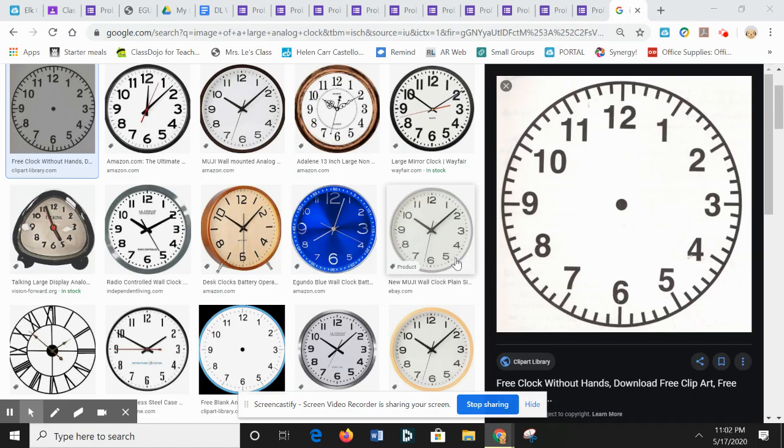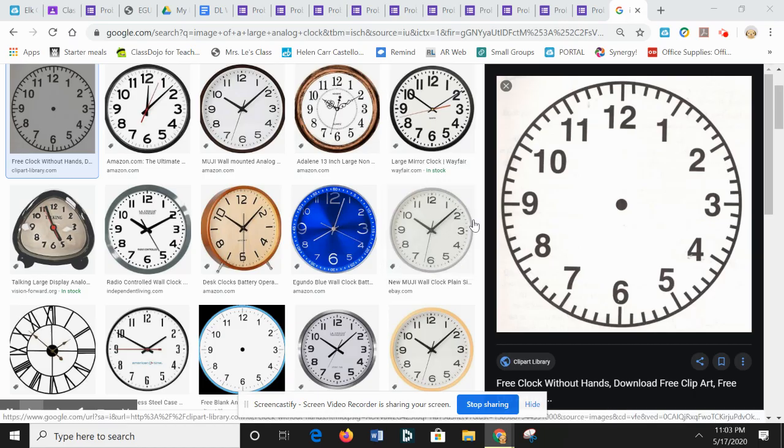So your minute hand would land on the third mark after the 4, which would be 5, 10, 15, 20, and the third mark after the 4 would be 21, 22, 23. So that would be 23 minutes, or in another 15 minutes from this time, it would be 23 minutes after the hour of 10 o'clock.